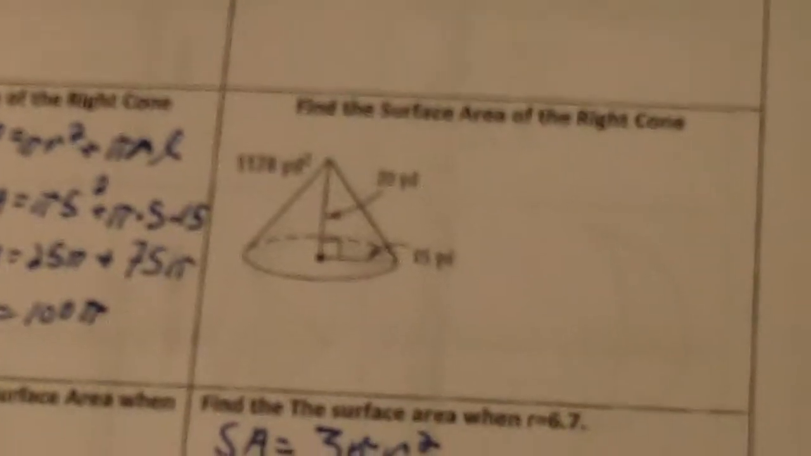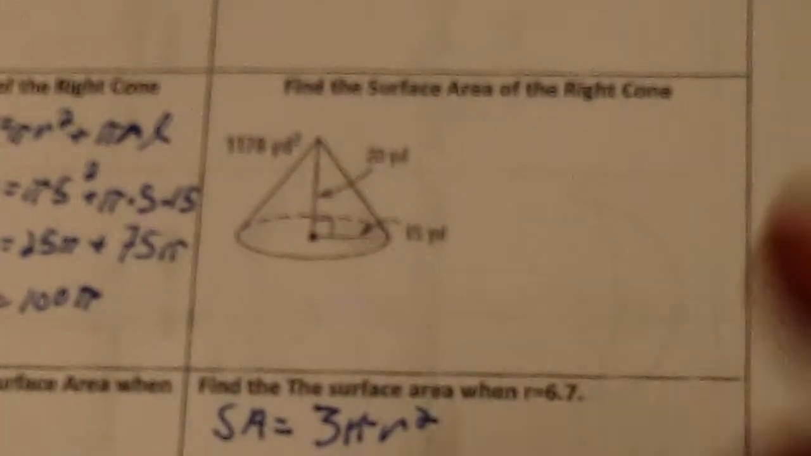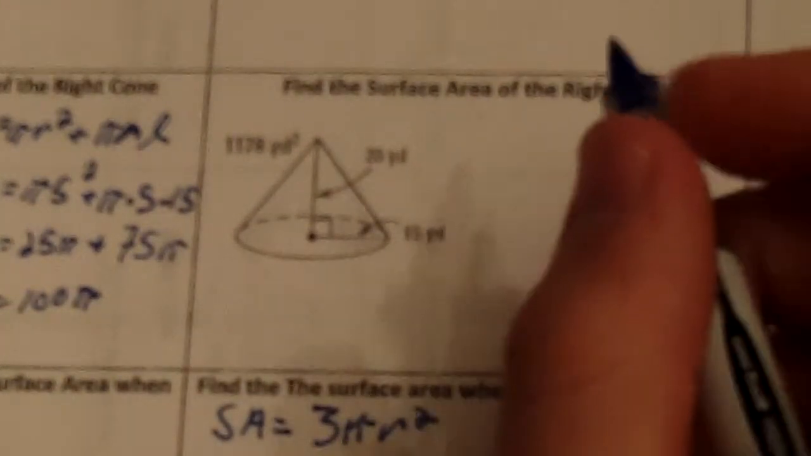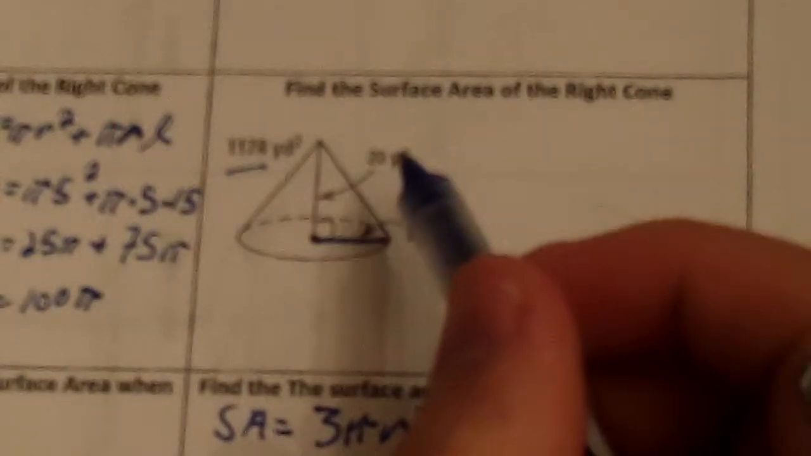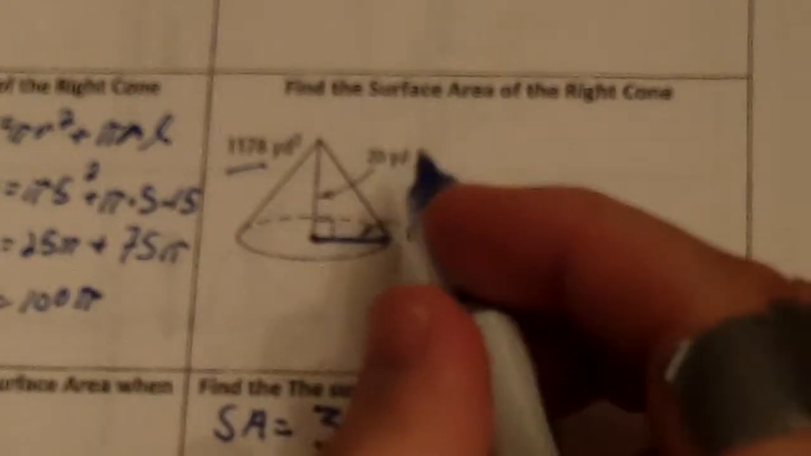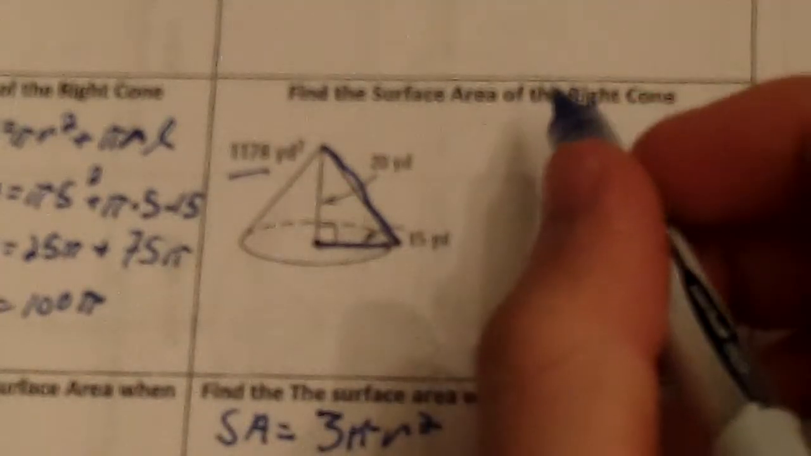Find the surface area of the right cone. So this one, we've got the radius, so that's good. And actually, this is the answer, 1178. Sorry about that. But the one thing that we're missing here is the slant height, right? So I need two things. I need the radius and the slant height.